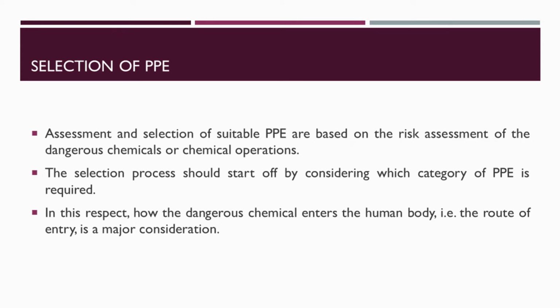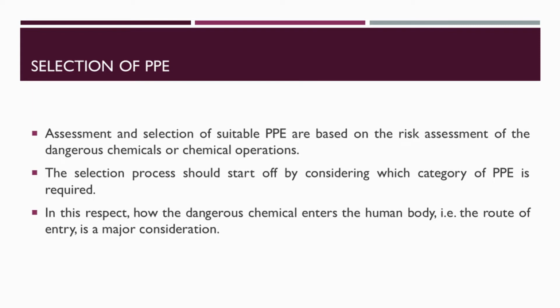This training only provides practical guidance for selecting the appropriate PPE for general circumstances in which use and handling of chemicals are involved. For specific cases, the employer shall comply with the requirements specified in the relevant legislation and code of practices. Assessment and selection of suitable PPE are based on the risk assessment of the dangerous chemicals or chemical operations. The selection process should start off by considering which category of PPE is required.